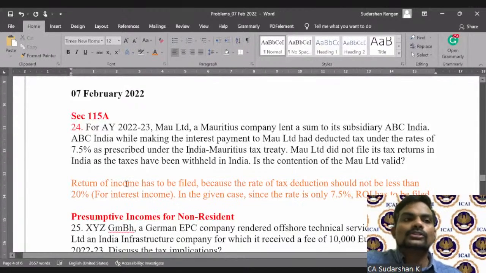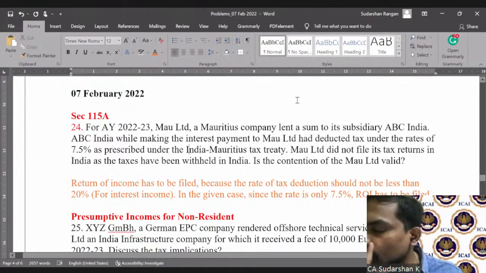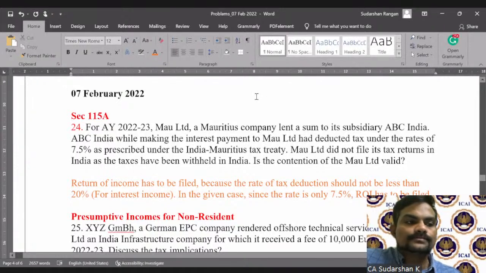The key point to watch out is, if the TDS is less than the rate specified under section 115A, then in such scenario, return of income has to be filed. Now let's take a situation.